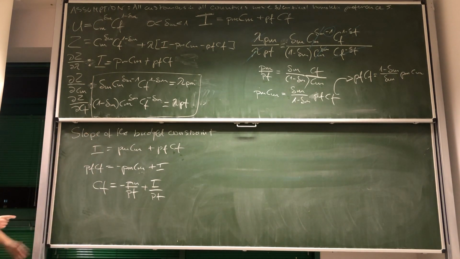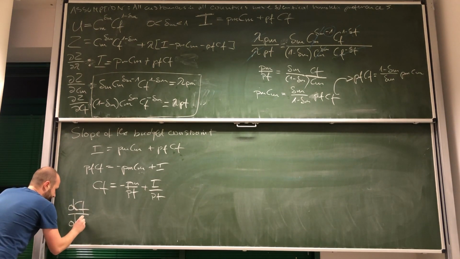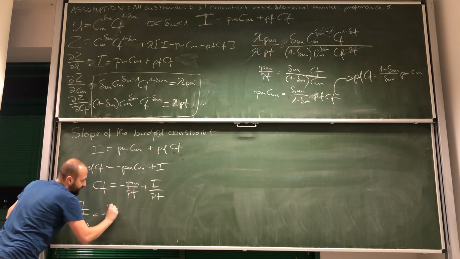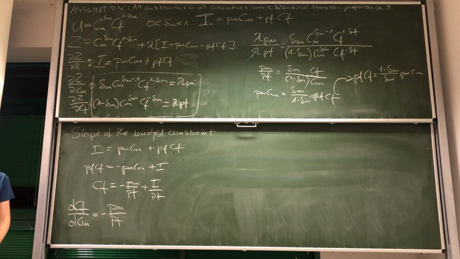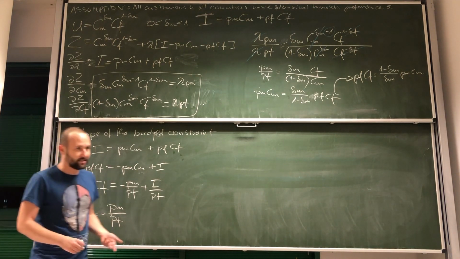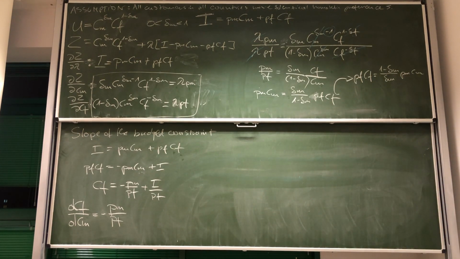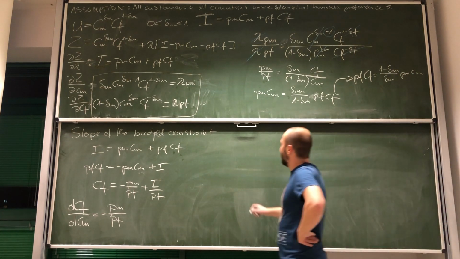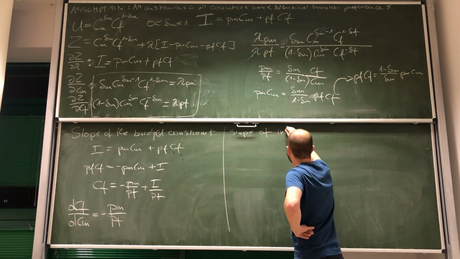I can easily find the slope of the budget constraint, which is equal to negative PM over PF. I hope you can notice how similar, almost identical, everything is to the situation of cost minimization we were dealing with before. Okay, now the second thing we need to find is the slope of the indifference curve.